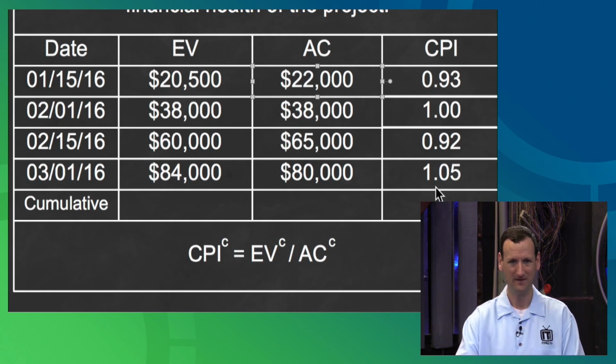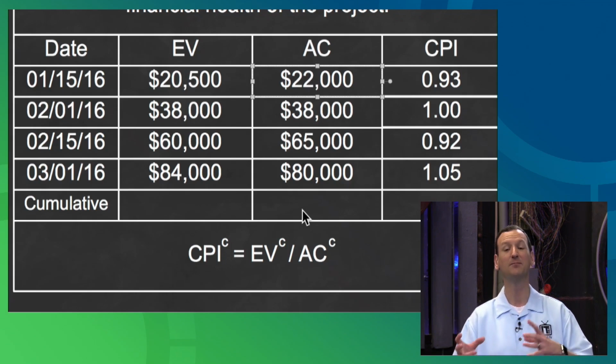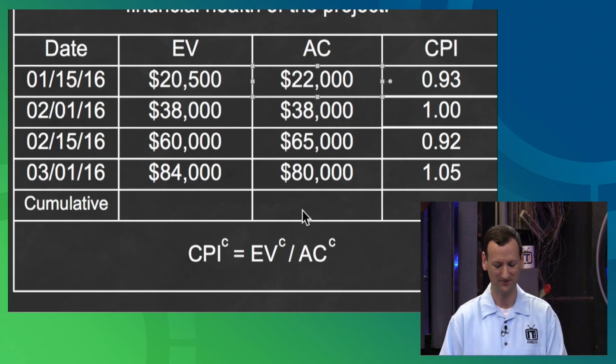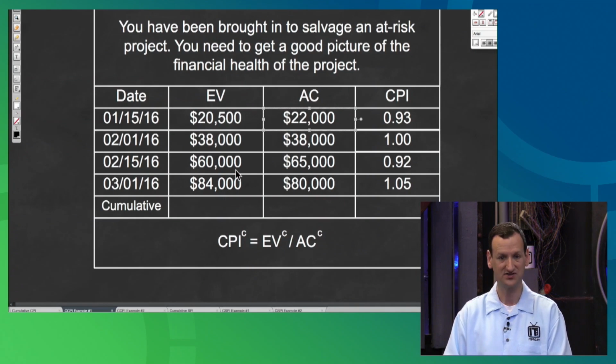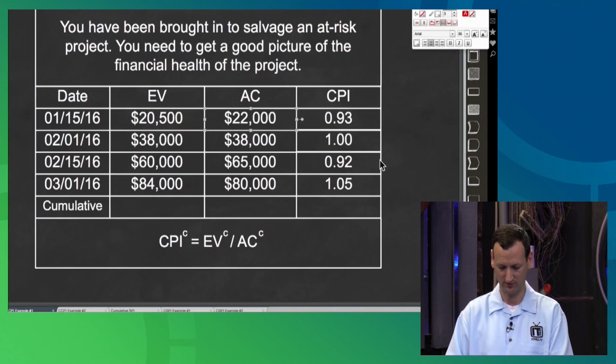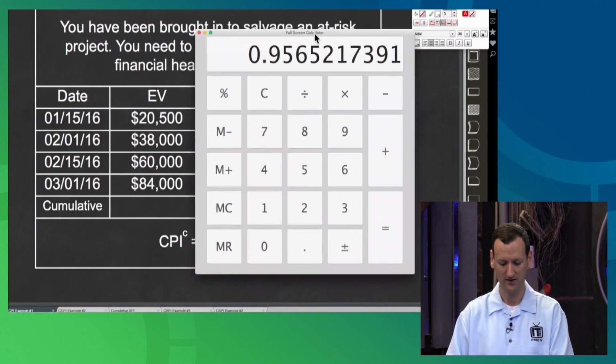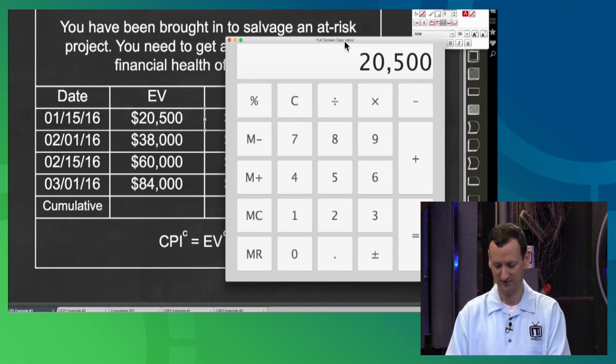I'm going to ignore that because the cumulative basically makes it where I sum up all my earned values and I sum up all my actual costs and I plug that into the formula, right? So let's run through that process, right? If I take my earned value and I sum that up, well, I'm going to need a little calculator help on this one, so let me get my trusty calculator out. And so we'll take 20,500, and I'm going to add to that 38,000, and I'm going to add to that 60,000, and I'm going to add to that 84,000, okay?